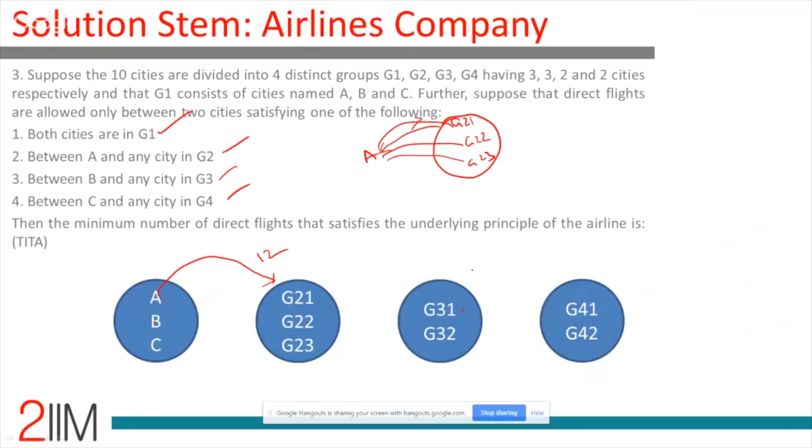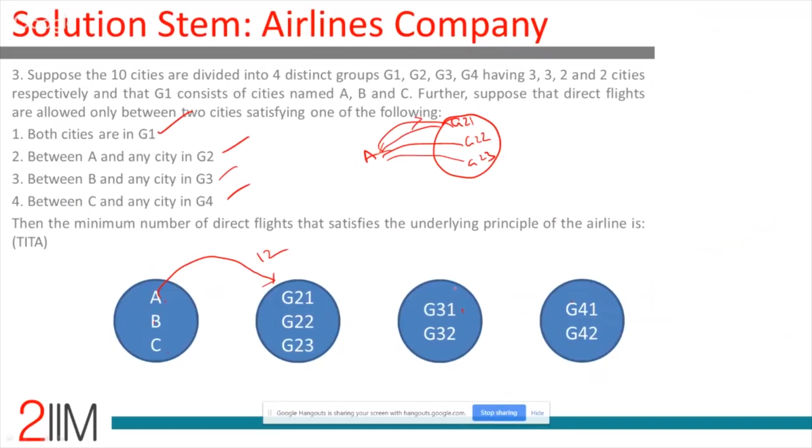And we need all of these. If someone is broken, we cannot do this. If you have to go from G23 to G31, from G23, the only place you can go to is A. So the direct flight from G23 to A is not available. You're dead. We can't do anything else after that. So this we have to have.